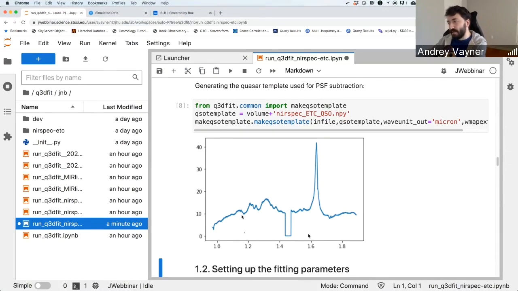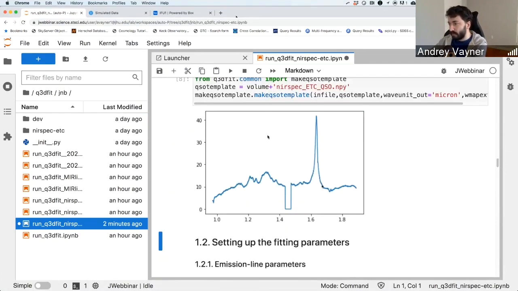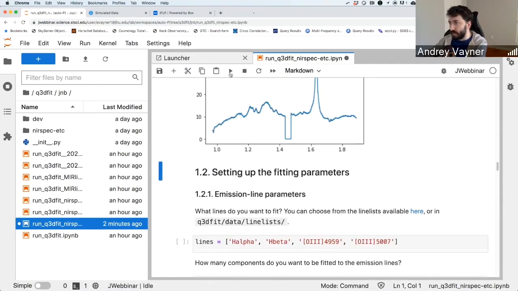And the idea there is we think most of the extended emission spectrally is going to be near the peak of these emission lines within sort of 500 to 1,000 kilometers per second. And so we don't want to overfit the data and potentially remove any of the extended emission that's coming from the host galaxy. Okay, so that gets created.